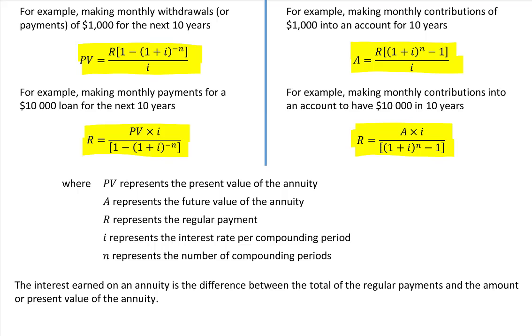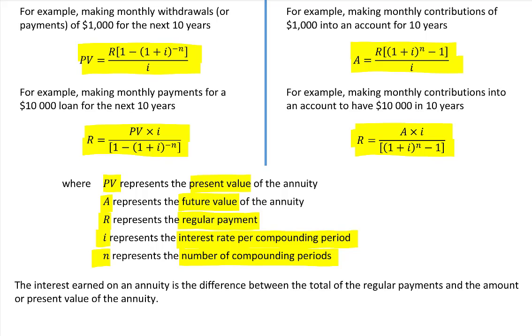So recall that PV represents the present value of an annuity, A represents the future value, R represents your regular payment, how much you pay or how much you put into an account, I represents the interest rate, but remember we always have to convert that to the correct compounding period, and N represents the number of compounding periods, how many times you make your deposit or how many times you make your payment.